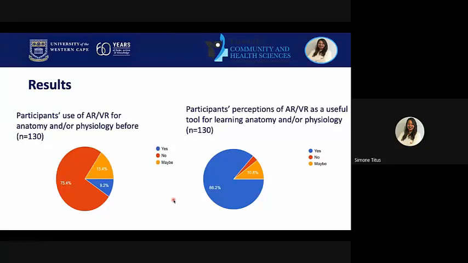In terms of anatomy and physiology, which is the core focus of my study, not many students have actually used AR or VR for the purposes of physiology.